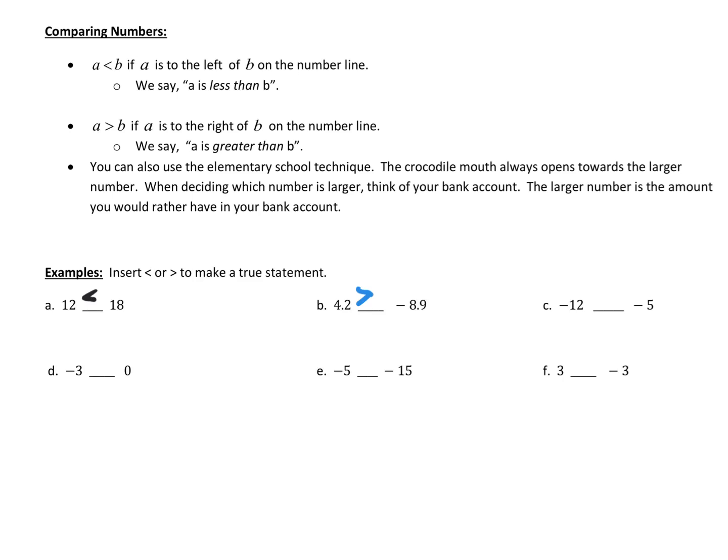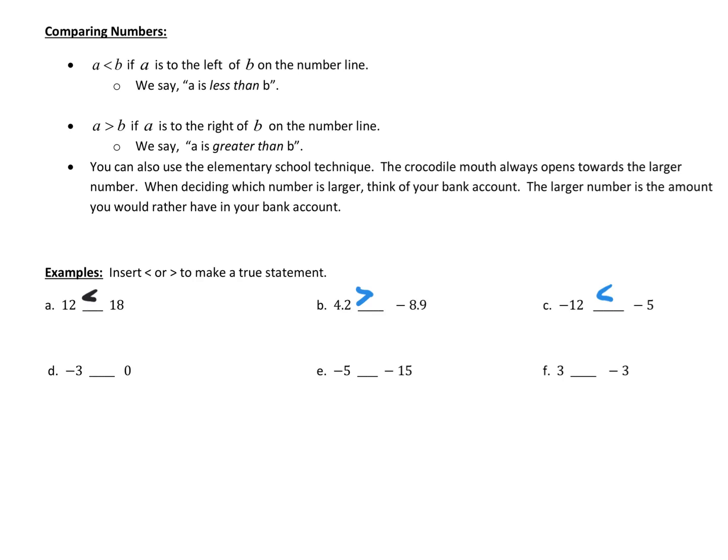All right, let's come to example C. We have negative 12 and negative 5. And for this one, we definitely want to think in terms of our bank account. And so we want to know, would we rather be overdrawn $12 or overdrawn 5? Now, I know we're all sitting there saying, well, I don't want to be either. I would rather have money in the bank account, but that's not the option. And for this one, I would rather be overdrawn $5 than overdrawn $12. And so what we have here is we want our crocodile mouth opening towards the negative 5, and we say negative 12 is less than negative 5.